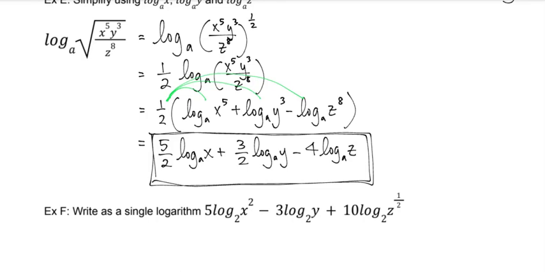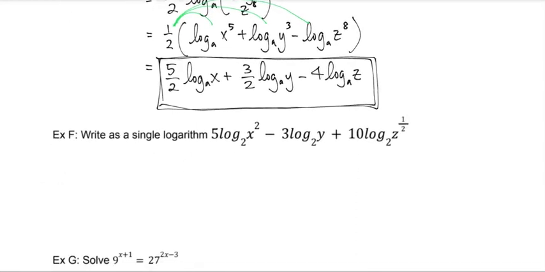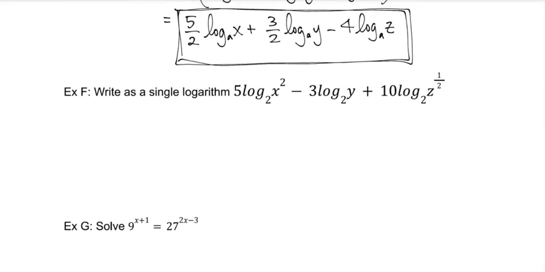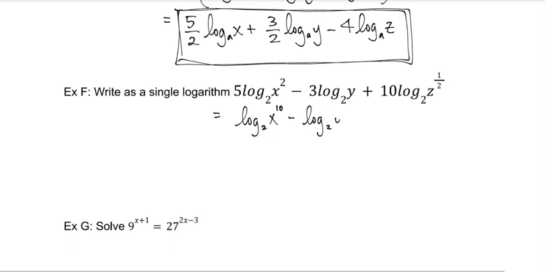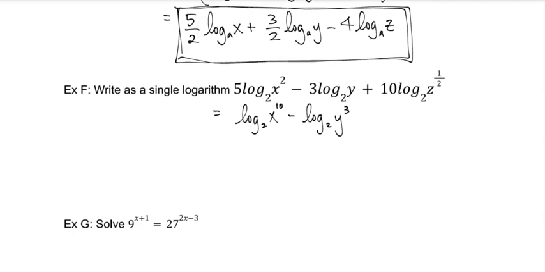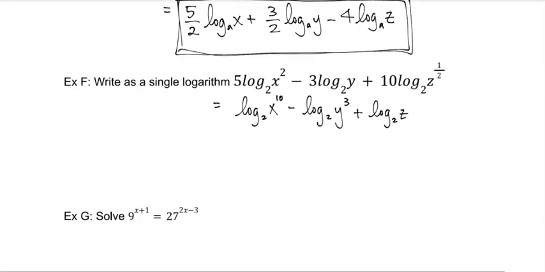All right, let's do example F. So we're doing this backwards. Write as a single logarithm. 5 log base 2 of x squared minus 3 log base 2 of y plus 10 log base 2 of z to the half. So I'm going to bunny hop those in, log base 2 of x to the 10. And just a reminder that you cannot do the product rule or the quotient rule if you do not have the same base. So I can see that these are all base 2, and that is important. Log base 2 of z to the half times 10, which is 5. Okay, this 10 comes from being 2 times 5.